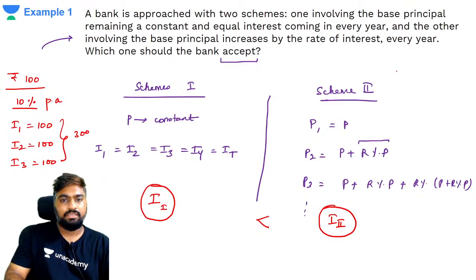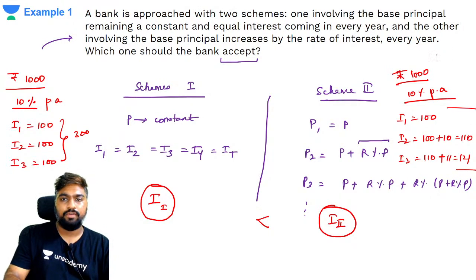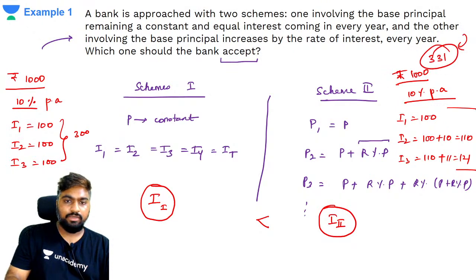But in this case, what happens if the principal is 100 rupees and 10% per annum interest rate is applied? Let's take it as 1000 rupees. So in the first year, the interest is 100, in the second year the principal becomes 1100 and the interest is 110, in the third year, 10% interest again on 1210 is 121. So in all the 3 years together, your overall interest becomes how much? 331 rupees. Are you able to understand?